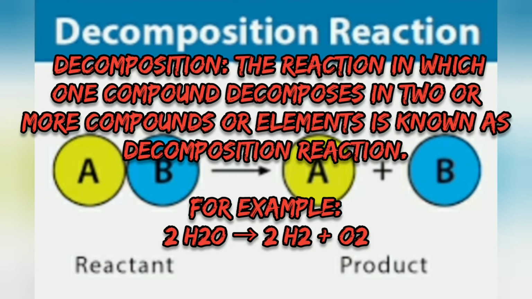Decomposition. The reaction in which one compound decomposes into two or more compounds or elements is known as a decomposition reaction. For example, 2H2O when decomposed with electricity forms 2H2 + O2. Water, when decomposed with electricity, forms hydrogen and oxygen.